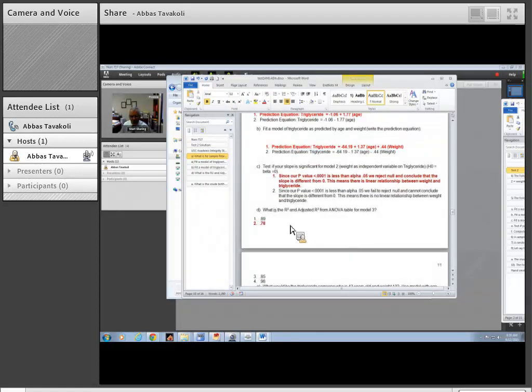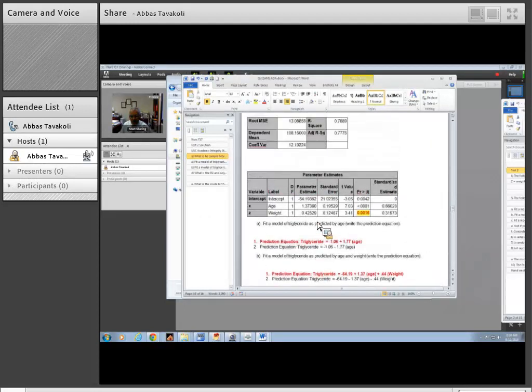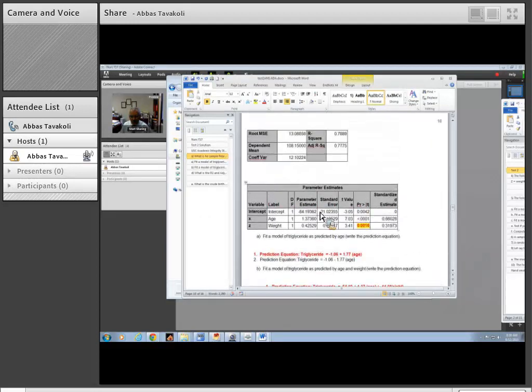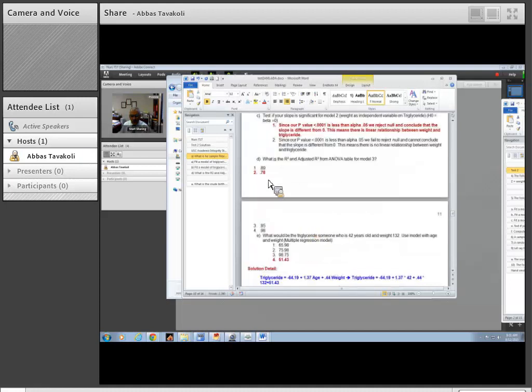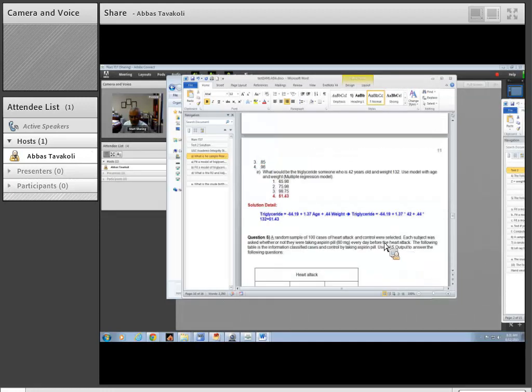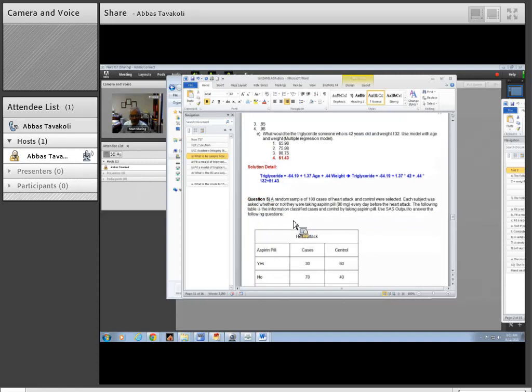What is R and R square for model 3? Again, these are R and R square for the adjusted, 0.78 for both of them. What would the triglyceride be for someone who is 42 years old and weight 132? Again, you're using the prediction equation. You replace the age 42 and weight 132 and simplify, you get 51.43. That's the correct answer.